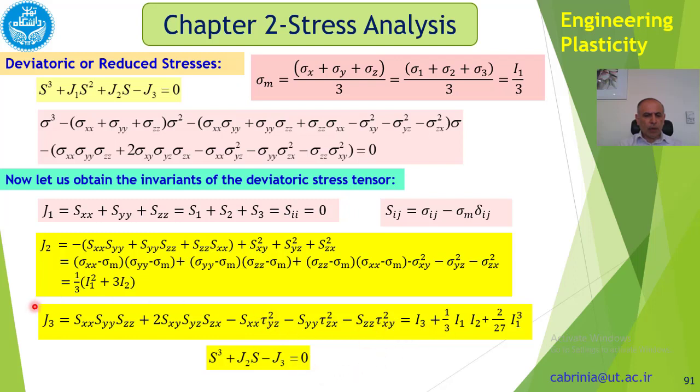So this eventually, if you write it down in longhand, you will get I3 plus 1/3 of I1 I2 plus 2 over 27 I1 to the power of 3, and then you can write this like this, because J1 is 0, so you get S to the power of 3, J2 S minus J3.